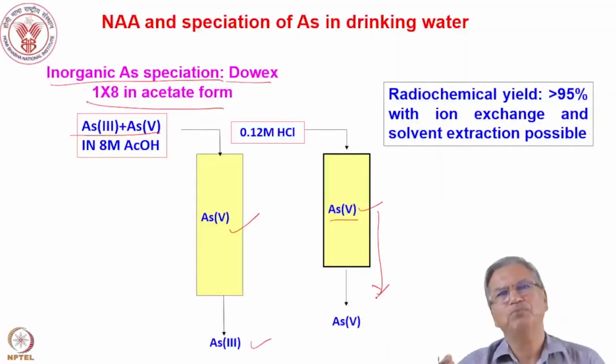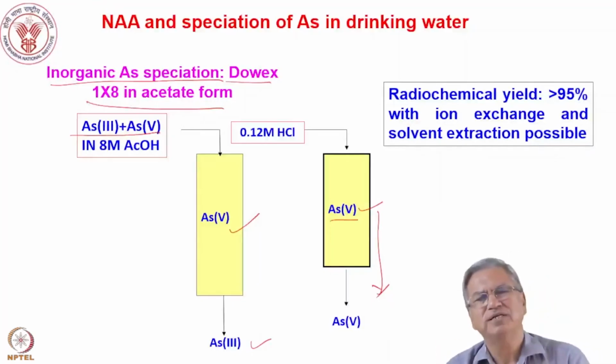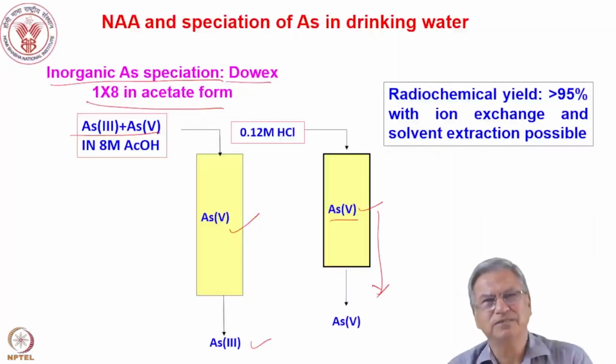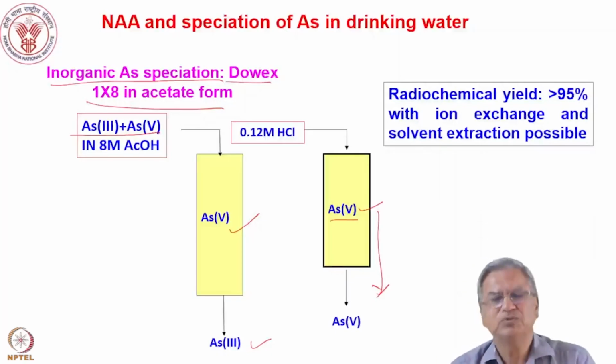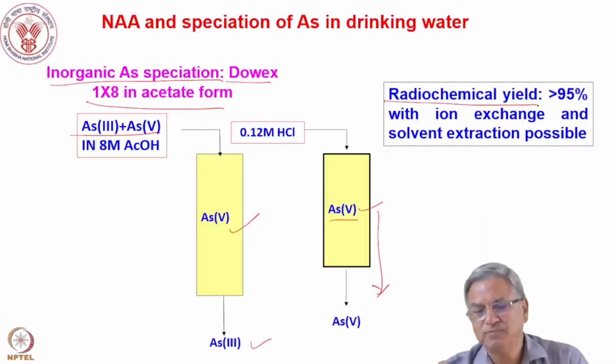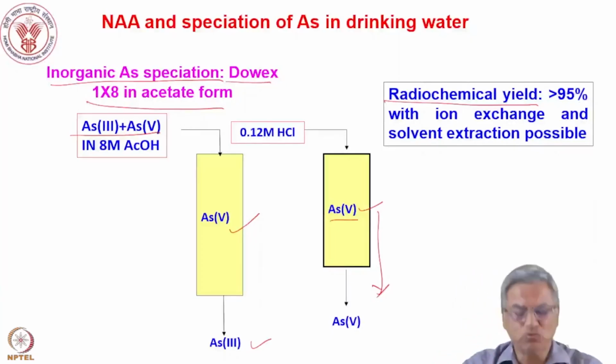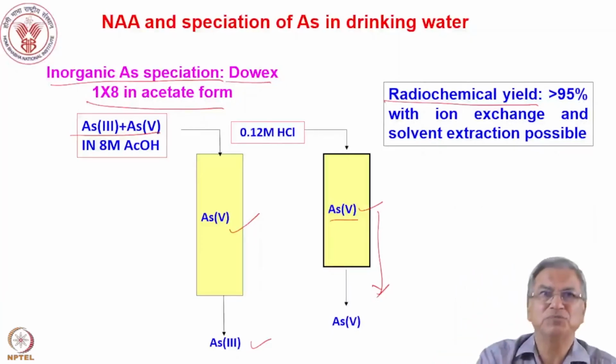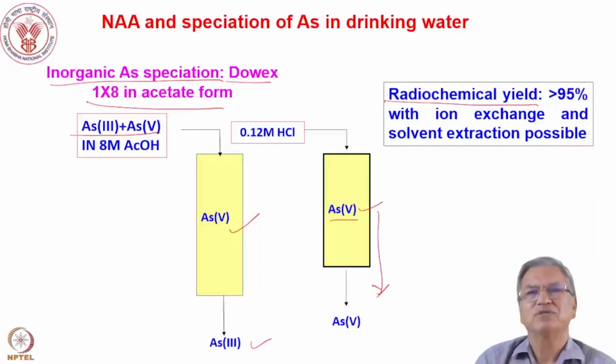A lot of people who do research in food and nutrition also need to separate arsenic in different oxidation states. This is one of the studies of our colleagues at the BARC. They found that you can separate more than 95% of arsenic with a good radiochemical yield using ion exchange and solvent extraction. So neutron analysis in combination with speciation becomes a very important tool to study the toxicity associated with different oxidation states of an element.